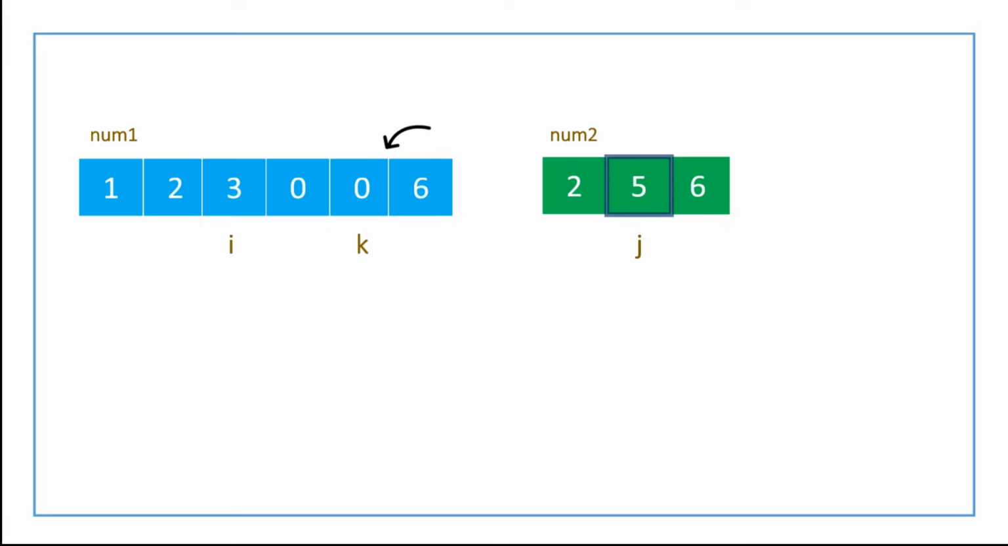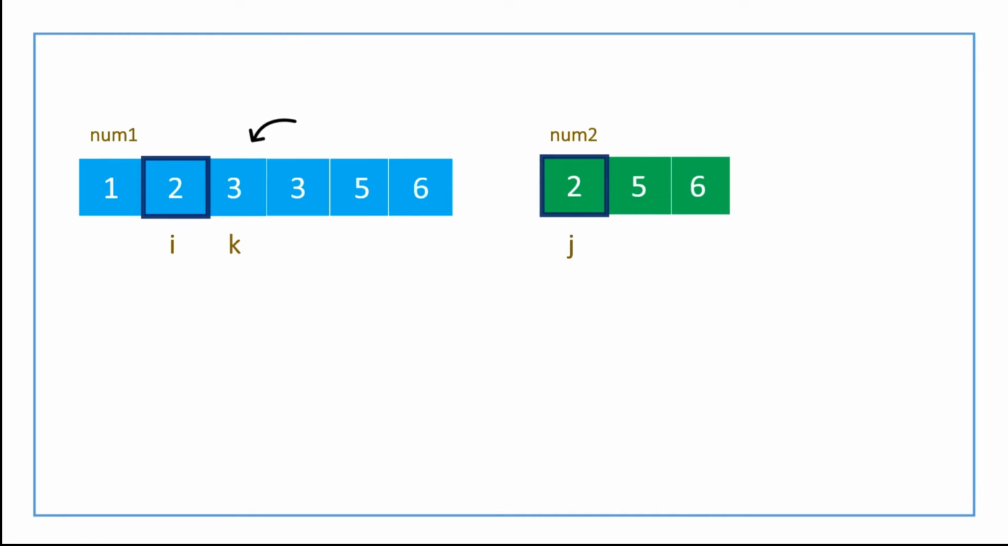Now in the next iteration, we compare I and J. 3 and 5. Which is greater? 5. So we place 5 at K and decrement K and J. Now the array num1 is 1, 2, 3, 0, 5, 6. We still have I at 3, J at 2. So comparing 3 and 2, what is the maximum? 3. So now we place 3 in K and decrement I and K because this time we placed element from num1 at K. So we decrement I and K.